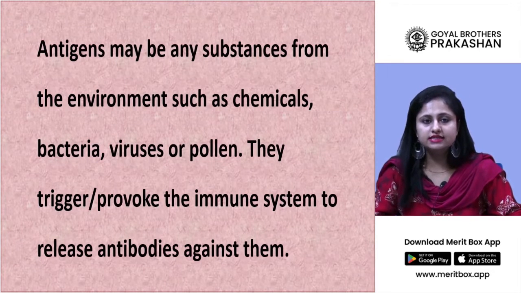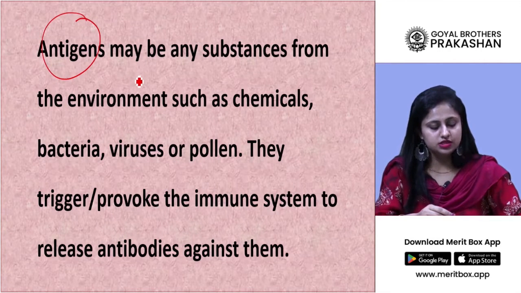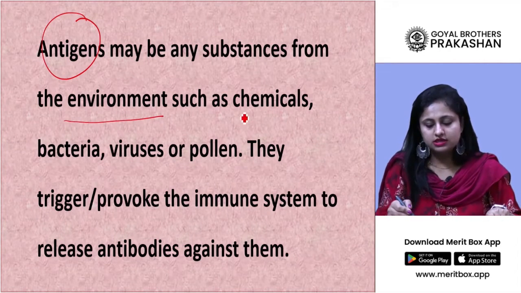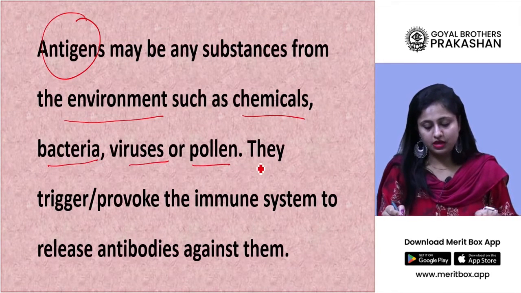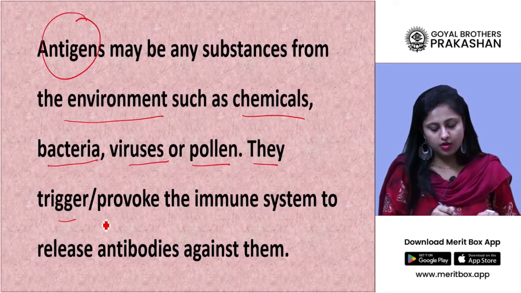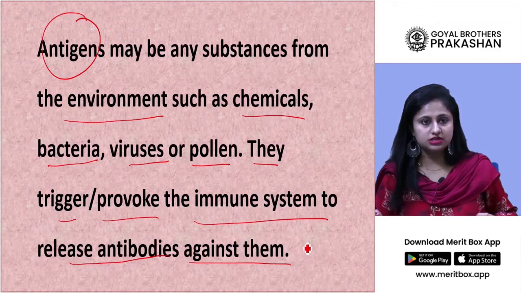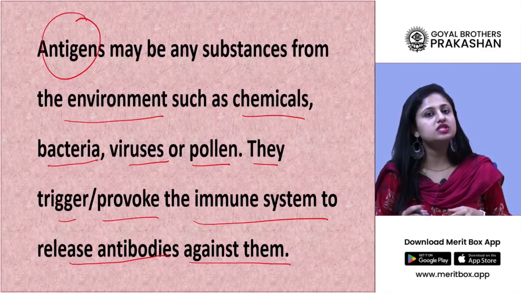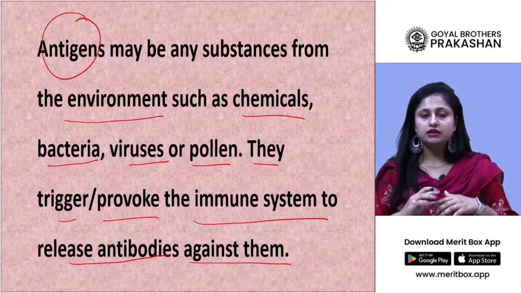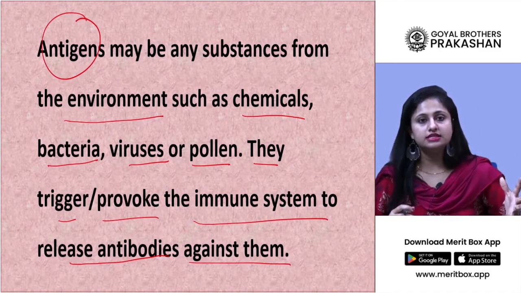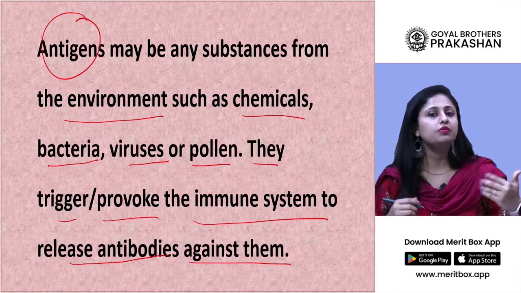So first, let's discuss antigens. Antigens are substances from our environment such as chemicals, bacteria, viruses or pollen grains. They trigger or provoke our immune system to release antibodies against them. As a result, the antibodies present in our blood start to kill these antigens, and they recognize them as foreign bodies.